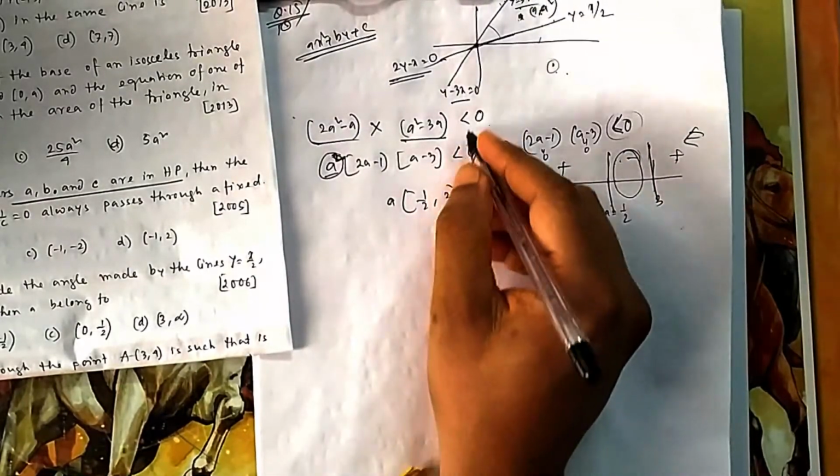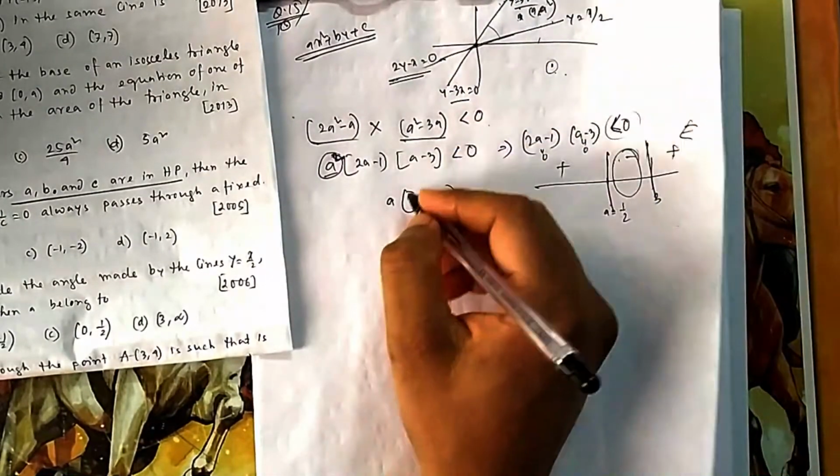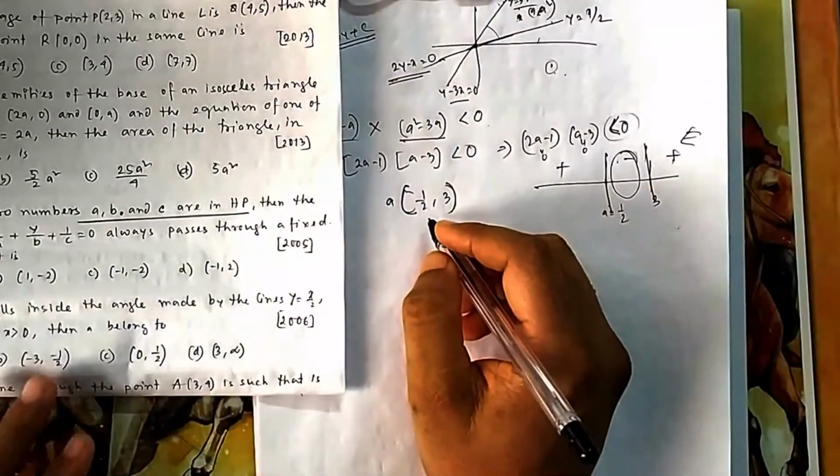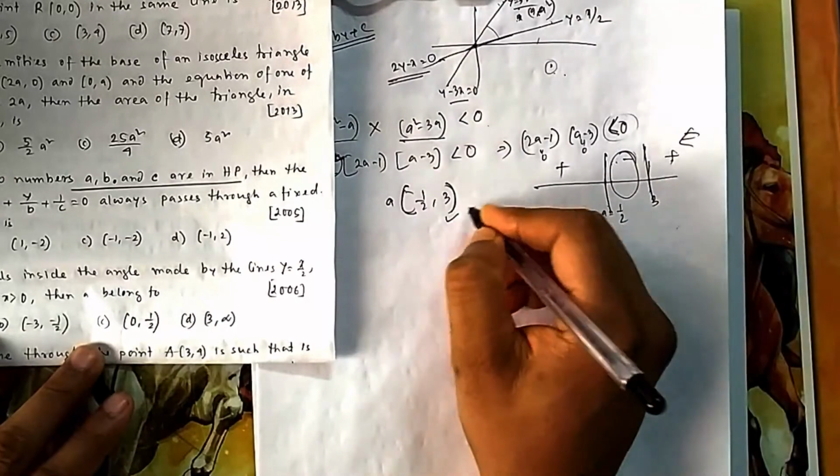Can it be equal to? No, because it is less than 0, so it is the first bracket. You cannot use the third bracket, so it is half to 3. That is your option A.